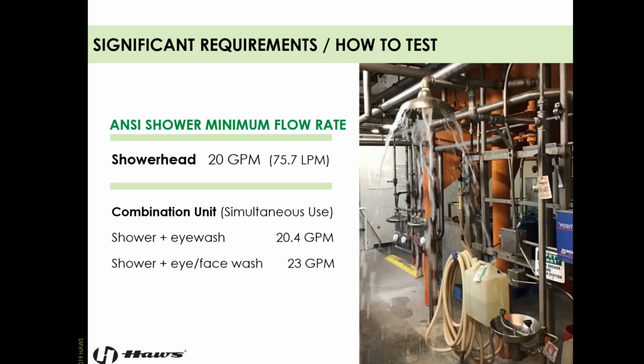The ANSI flow rate for the shower head, again, 20 GPM. There's your combinations: shower and eye wash, shower and eye face wash, 20.4 GPM, 23 GPM, respectively. On the right, really good example of what happens when you just don't have enough water supplied to your shower, or when you have a shower head that uses the bell for the spray pattern. You get what's called the donut effect.